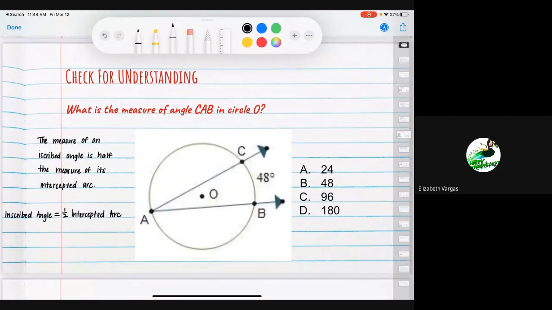Okay, so just a quick check for understanding. Let me launch the poll. What is the measure of angle CAB in circle O? So what is the measure of this angle right here? What is the measure, given what we just learned about inscribed angles and arcs? And again, you can put it in the chat box or answer the poll. I'll give you guys about a minute.